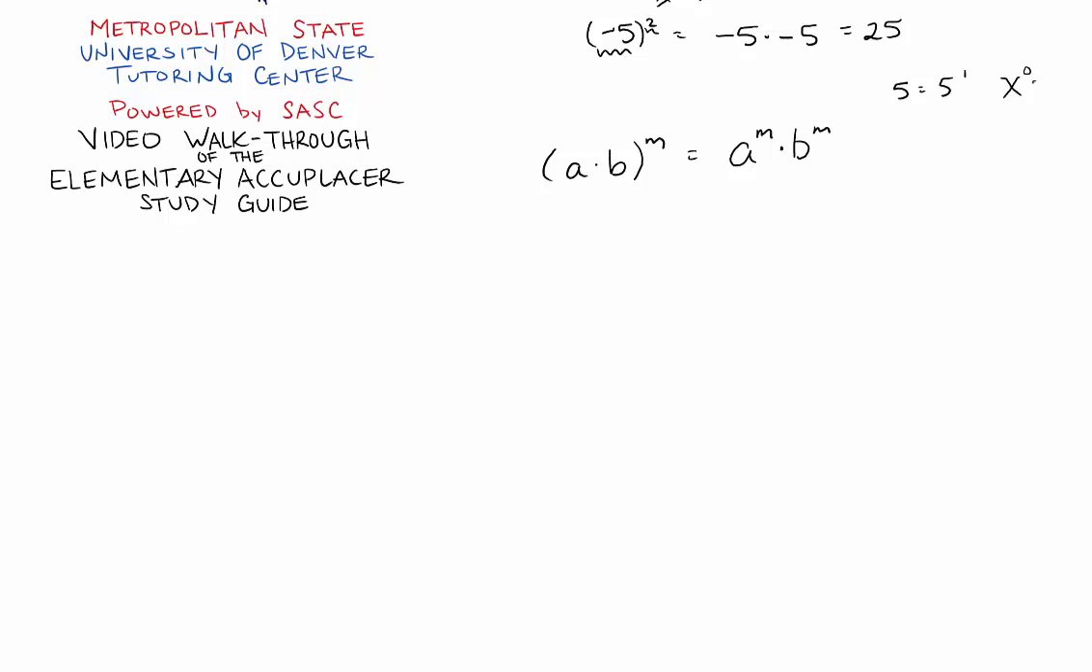And just a quick side note, anything to the 0 power is just 1. And that's another rule that's on that page that I'm not going to cover too closely. Just realize that anything to the 0 power is 1. But anything to the 1 power is just itself.